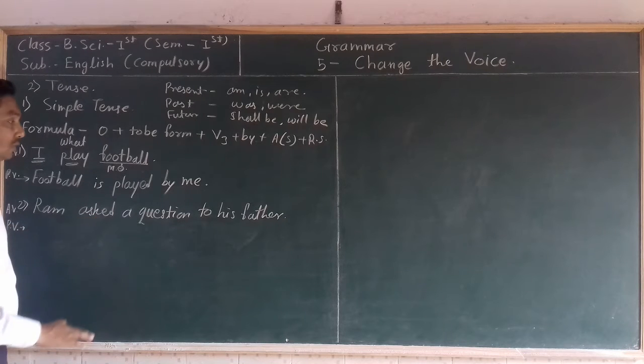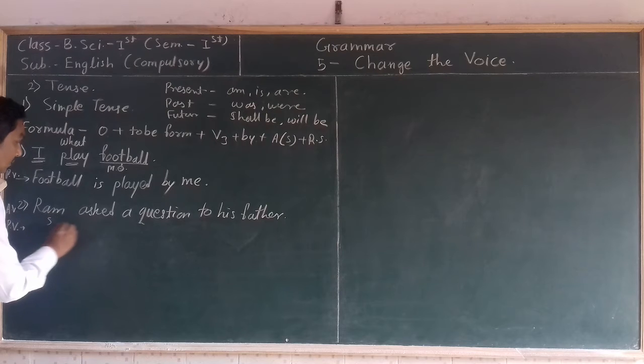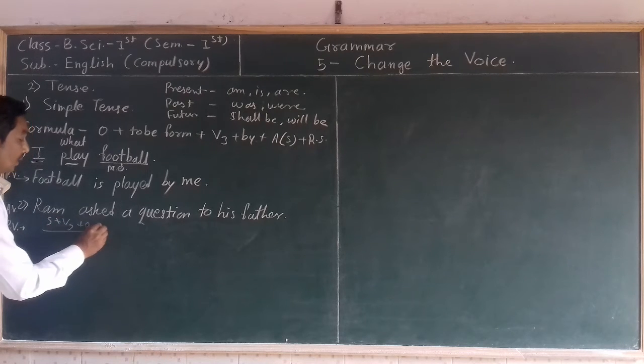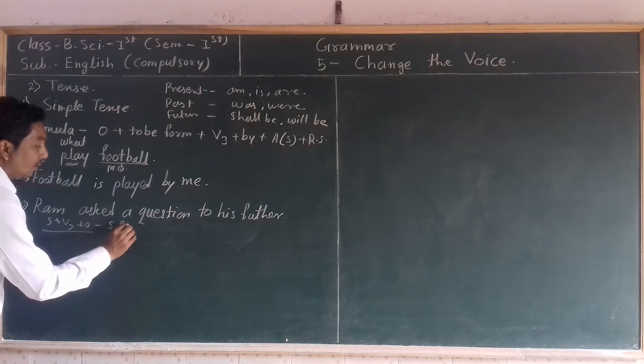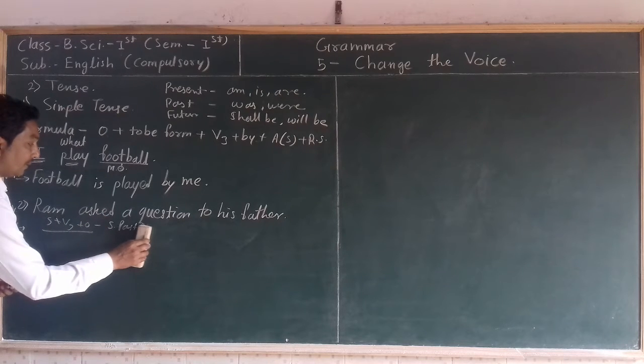So, Ram asked a question to his father. First, we need to identify which tense this sentence belongs to. So there is the subject, then V2, then object. This formula is related to simple past tense. So we have identified that this sentence belongs to simple past tense.